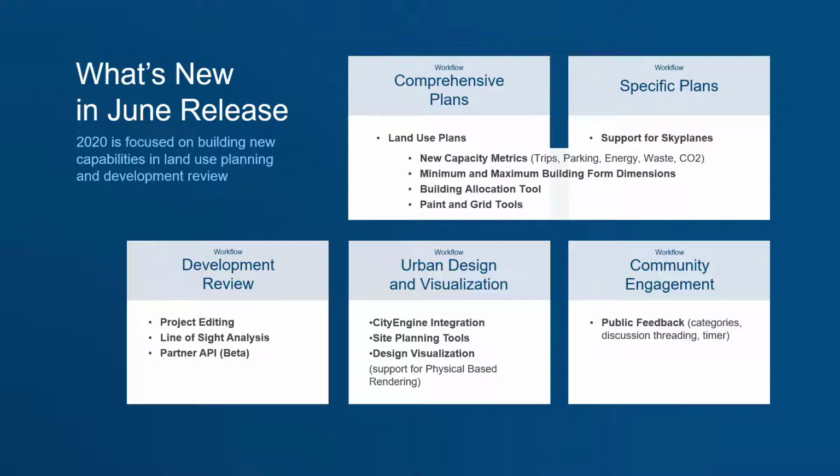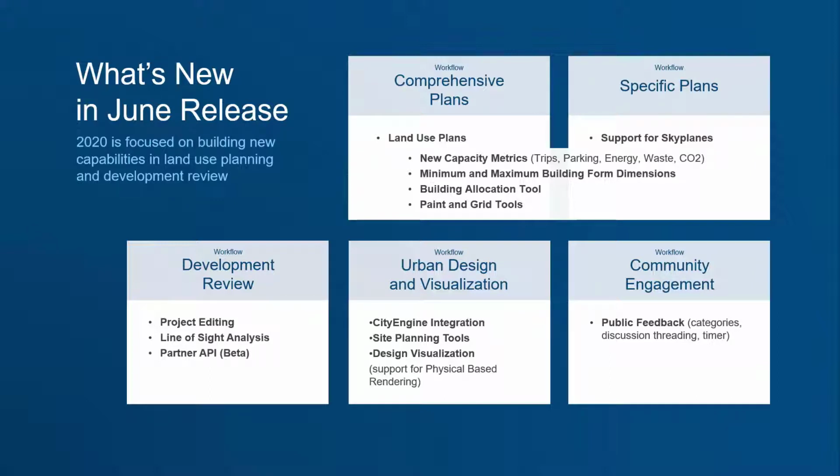In terms of development review, we showed the project editing and the line of sight. The other thing that we're still working on is an API for being able to support external applications touching and using projects and plans from ArcGIS Urban. And that will enable third-party systems like permitting systems to start to be able to push up and publish projects directly in ArcGIS Urban. We continue to work on improving our design and visualization capabilities with our integration with CityEngine, using it as a site planning tool.